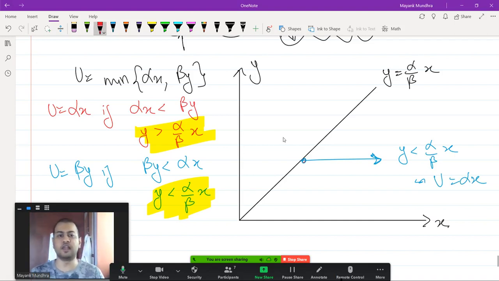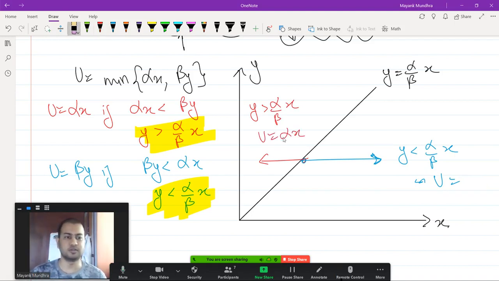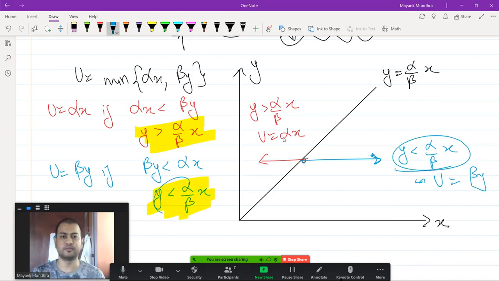And if you move left, you should have y greater than alpha by beta x, which implies that your utility level should be equal to alpha x. Sorry, here it should be beta y. Yeah, beta y. So when this is true, this is true. Okay, so utility equals to beta y. So here you have utility equals to alpha x, here you have utility equals to beta y.